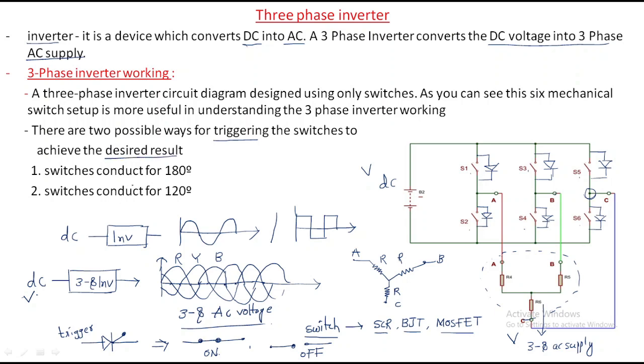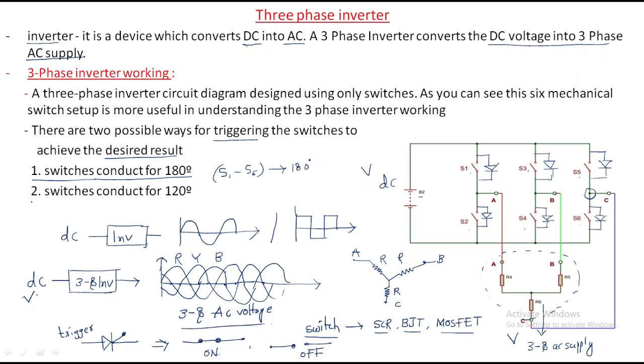So these depend on the triggering pulses. We have two modes of operation. The first mode is where the switches conduct for 180 degrees. So if each and every switch, S1 to S6, conducts in the 180 degrees mode, that is the first mode.